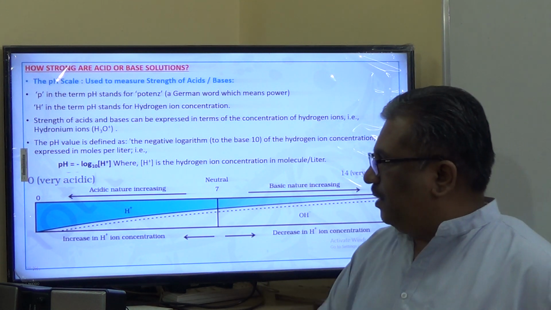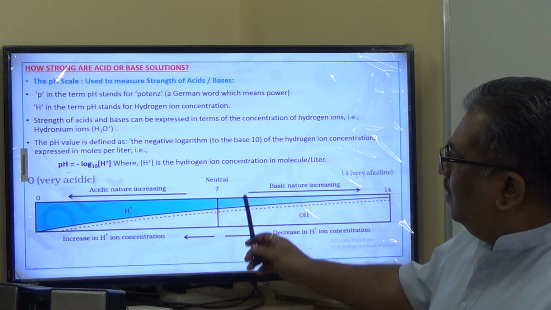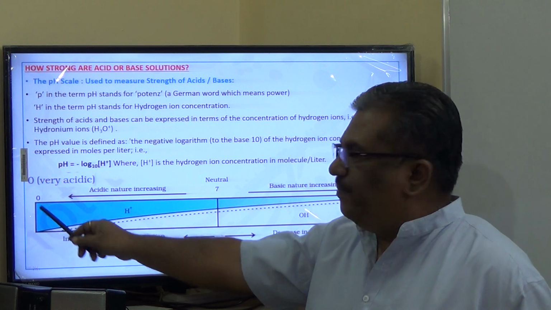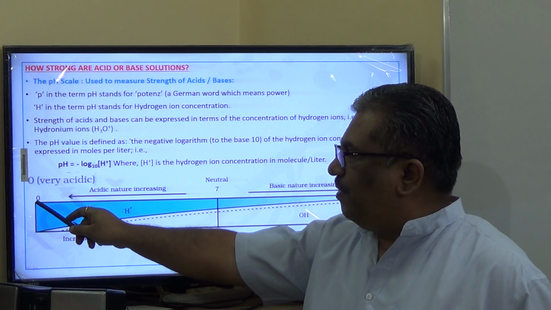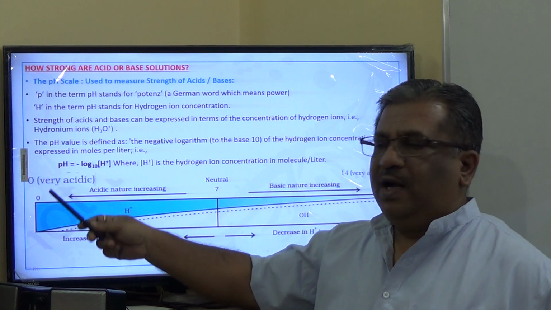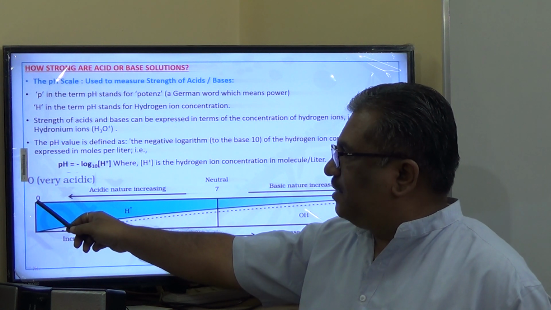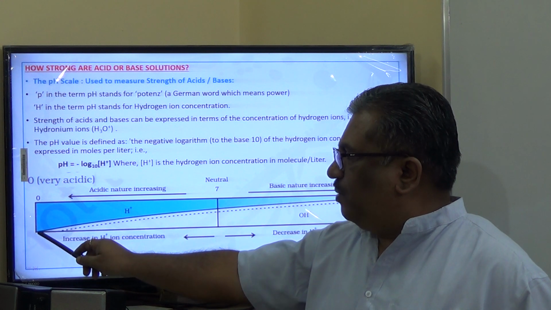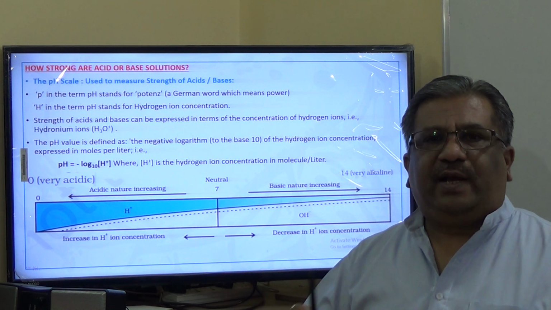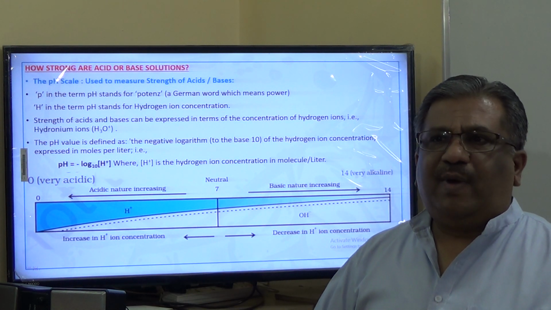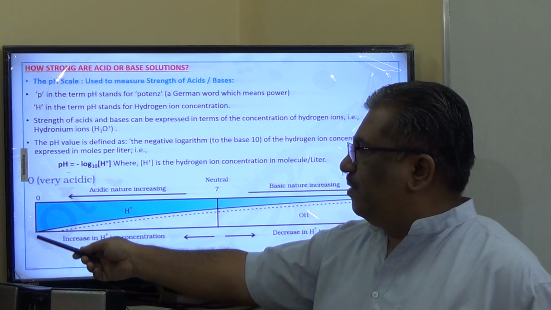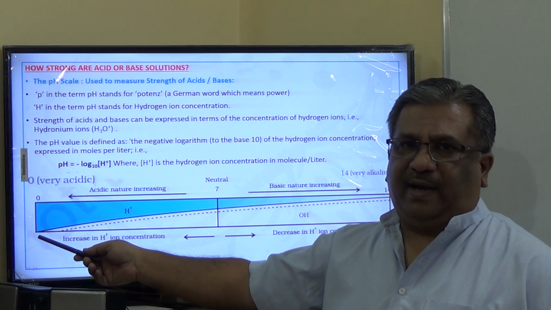Now, one more small thing. If the pH is 0, it indicates highly acidic. What is the concentration of hydroxide ion? We know definitely for a highly acidic substance, H plus ion concentration is very high. What about hydroxide ion concentration? Can you find hydroxide ions in that one? Maybe if present, hydroxide ion concentrations will be very less because H plus ion concentration is very high.